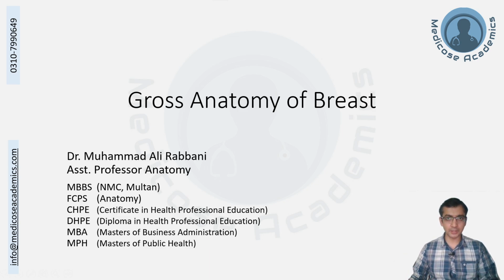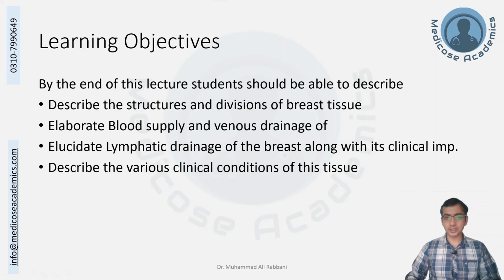That will be upper limb, as it's present in Snell's anatomy and BD Chaurasia, and it may be present in thorax region as present in Keith Moore's Clinically Oriented Anatomy. So let's start with our topic. Inshallah, by the end of this session, we shall be able to describe the structures and divisions of breast tissue, its location. We will elaborate its blood supply, venous drainage, lymphatics, and various clinical conditions.